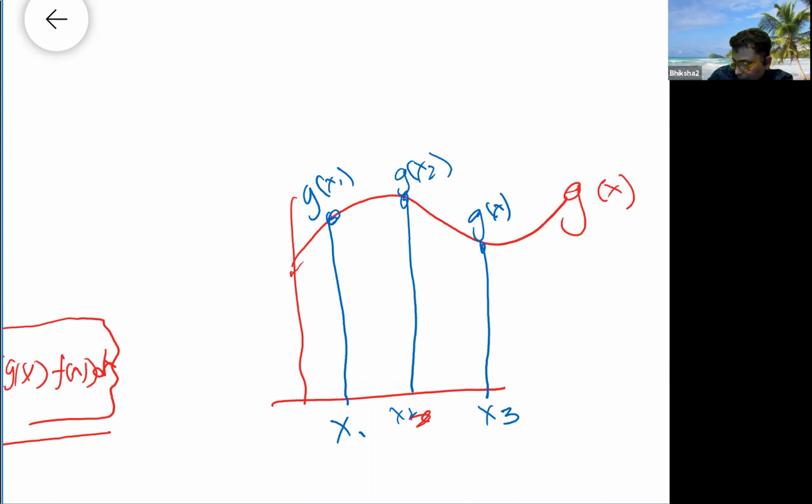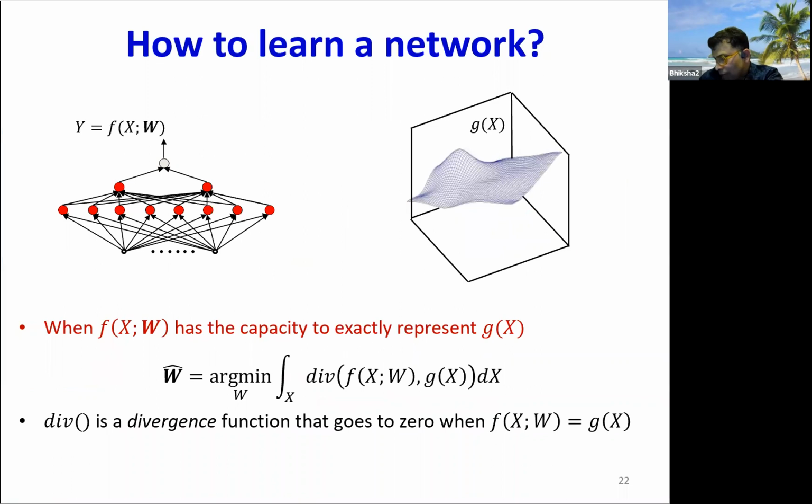And then I'm going to try to determine the parameters of the network such that at x1, it correctly computes g of x1. At x2, it correctly computes g of x2, and so on. And then I'm going to hope that if I match the input-output relationships at these locations, the network will also capture the value of the function in other locations. Now, this is just a matter of hope. There is no reason for you to believe that this hope will actually hold, but that's basically how we go about it.